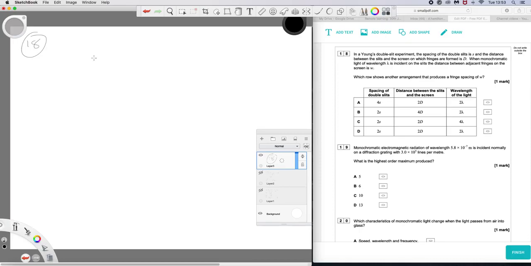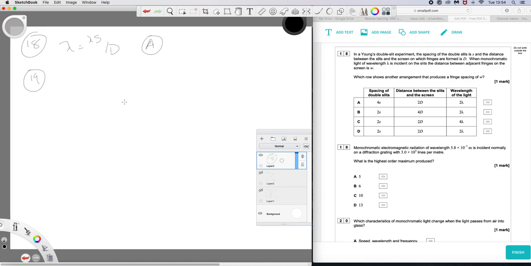Well, we have lambda equals xs over D. Lambda is possibly doubled, so we'd have to have doubled here. 4s and 2D would do that. And you could check the others, but the answer is A.